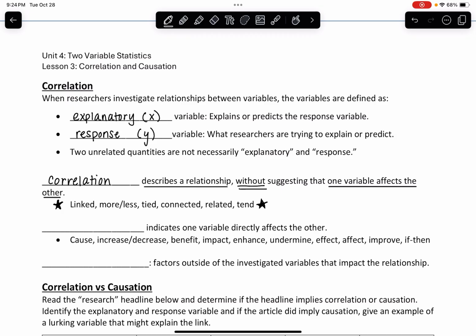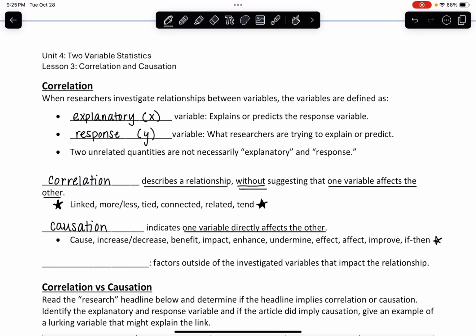Now, this is different from a causation. When we talk about a causation, we are saying that one variable directly affects the other. X causes the change in Y. That is different than just having a relationship. If they have a relationship, one doesn't necessarily cause the other. If we have a causation, then our X variable is directly impacting our Y variable. So vocab words we're looking for: cause, increase, decrease, benefits, effects, an if-then relationship.